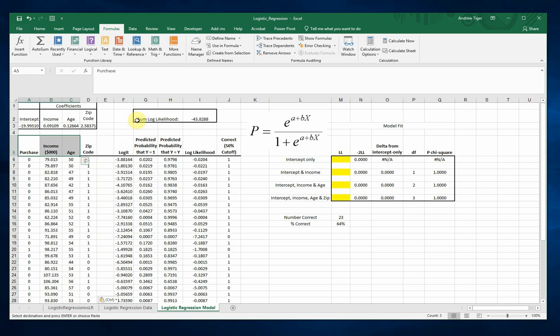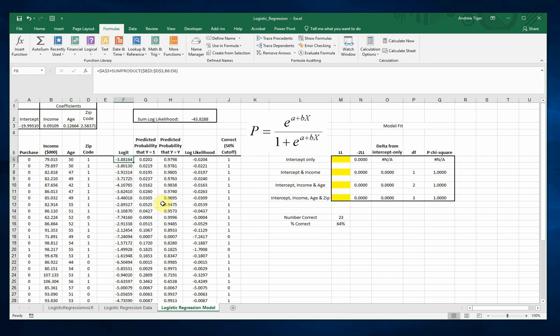These are going to be my regression coefficients. There's the intercept, and this is the coefficient for income, this is the coefficient for age, and this is the coefficient for zip code. The rest of this is things that you don't have to touch, but let me go through it. The very first thing is the logit, which is just the regression equation where I take the sumproduct of these against these plus the intercept. So that's what this equation is: the intercept plus the sumproduct of the regression coefficients against the input.